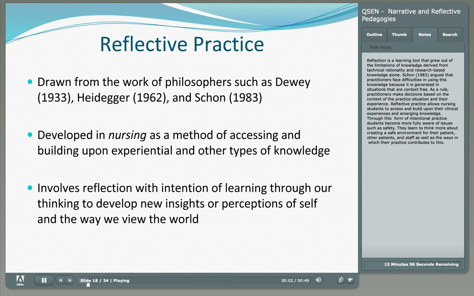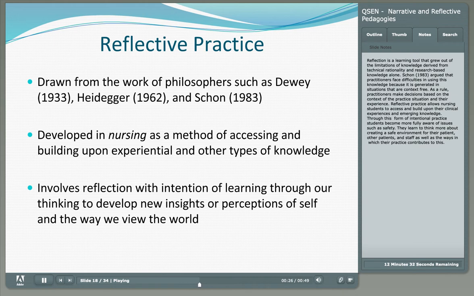Reflection is a learning tool that grew out of the limitations of knowledge derived from technical rationality and research knowledge alone. Schoen argued that practitioners face difficulties in using this knowledge because it's generated in situations that are context-free. As a rule, practitioners make decisions based on the context of the practice situation and their experience.